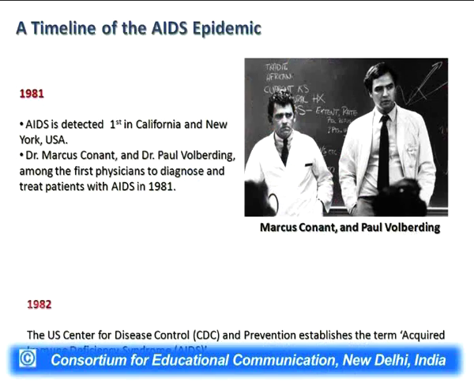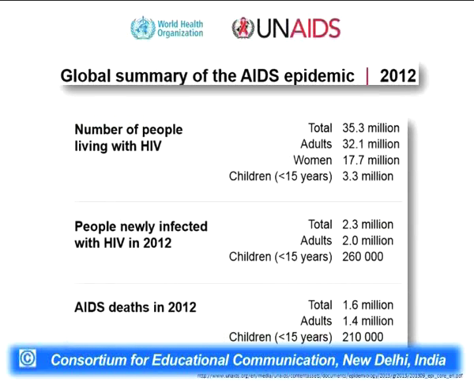The AIDS epidemic was first identified and detected in the year 1981. Two US scientists, Dr. Marcus and Dr. Paul, were the first physicians to treat and diagnose an AIDS patient way back in 1981. Subsequently, in 1982, the US Center for Disease Control and Prevention for the first time established the term acquired immunodeficiency syndrome. So things started way back in 1981.